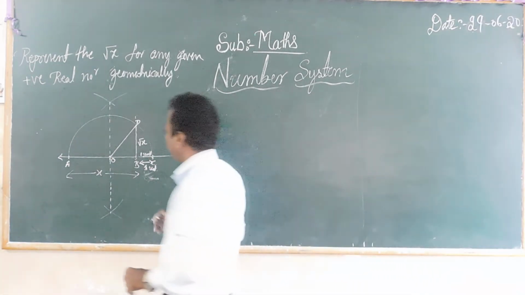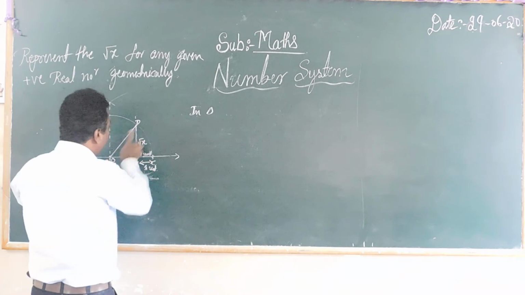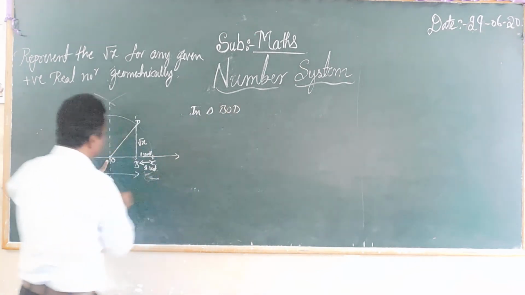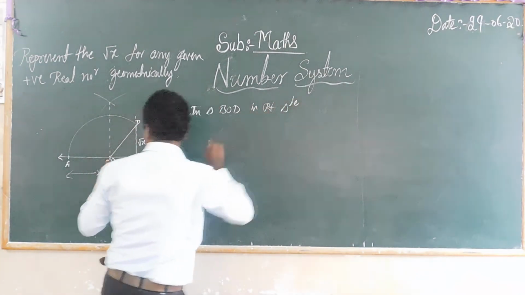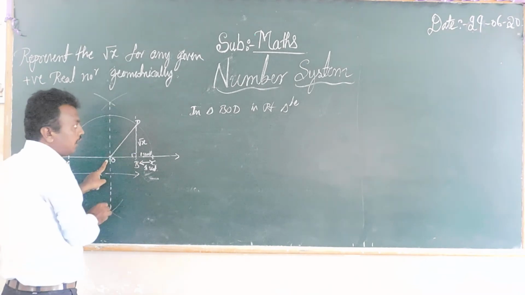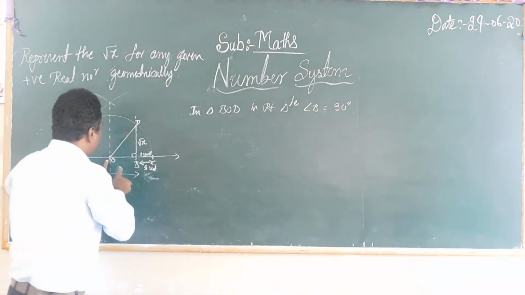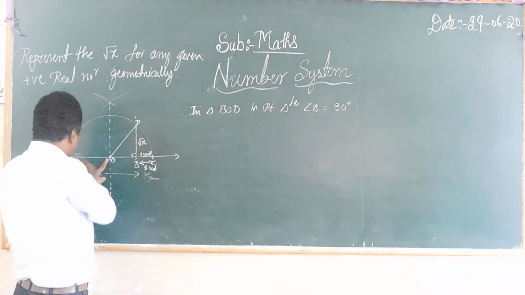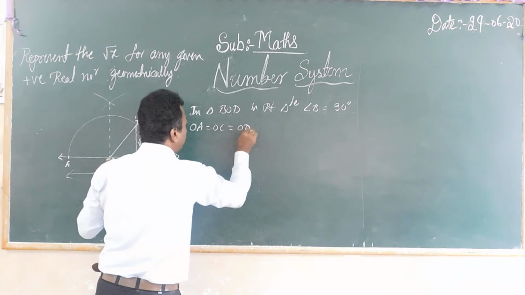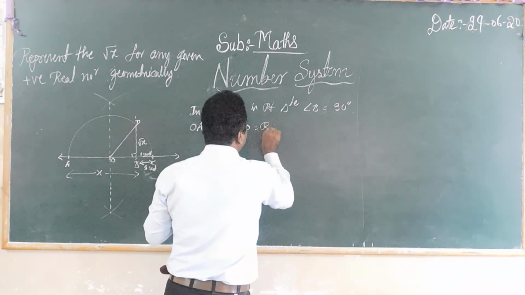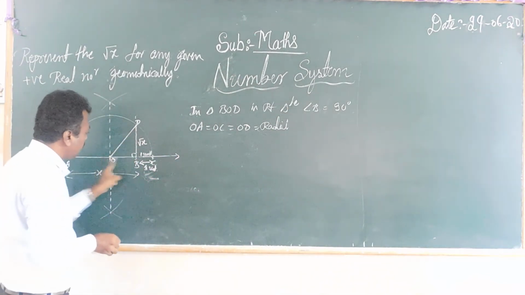So in triangle BOD, it is a right angle triangle because angle B is 90 degrees. So OD and OC and OA: OA is equal to OC is equal to OD because of radii.